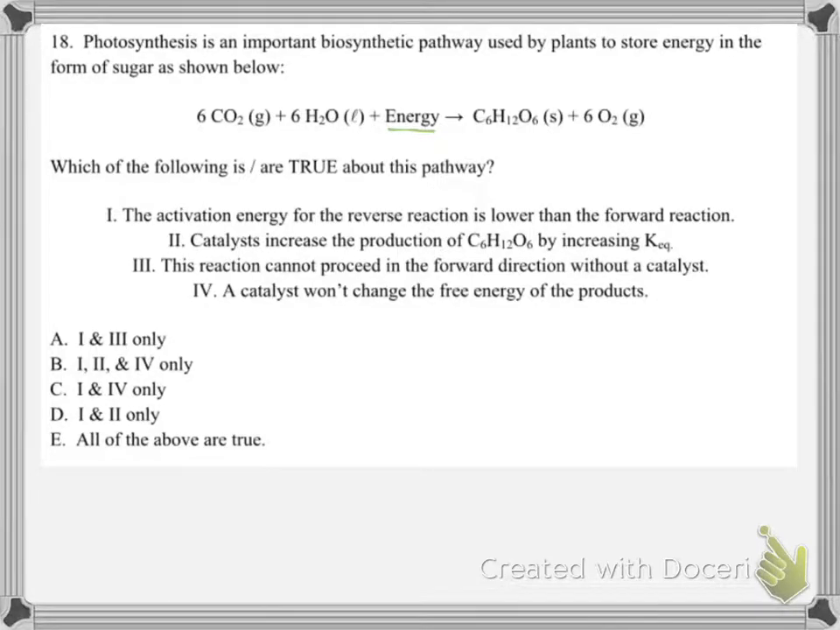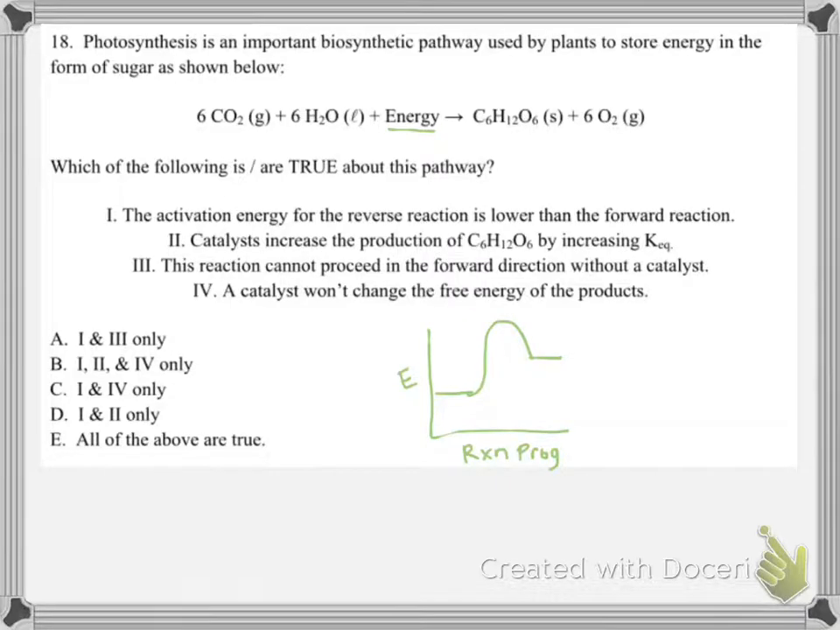So the first says the activation energy for the reverse reaction is lower than the forward reaction. So I think we can think about this in terms of those reaction coordinate diagrams that we used to work with a lot. So we can think of reaction progress as being on the x-axis and energy on the y. And we start with our reactants, which are going to be the CO2 and water. And we know we have to put in energy to make our products. So the products are going to be at a higher energy state. And then we'll have our activation barrier.